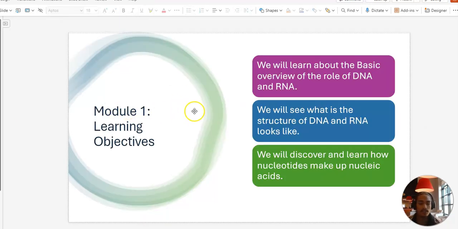So, our learning objectives: learn a basic overview of the role of DNA and RNA. Just very simple, kind of broken down so you guys can understand it. And we're going to see what the structures are. Remember, important structures. We're going to discover how nucleotides make up nucleic acids. If you don't know what any of these things are, it's okay. We're about to go over them, but it's one of our learning objectives for this.